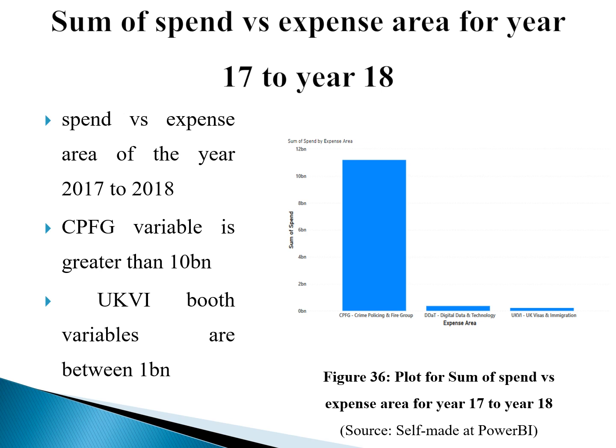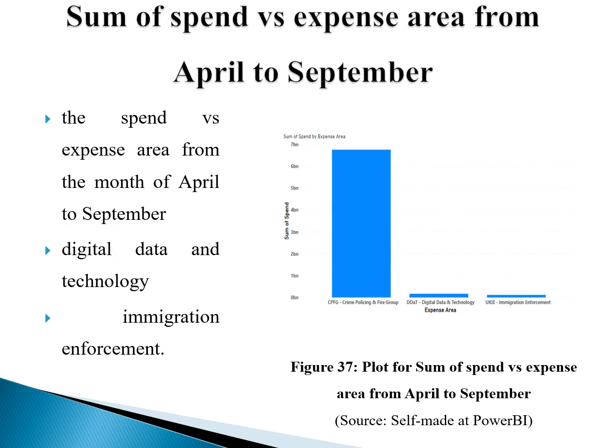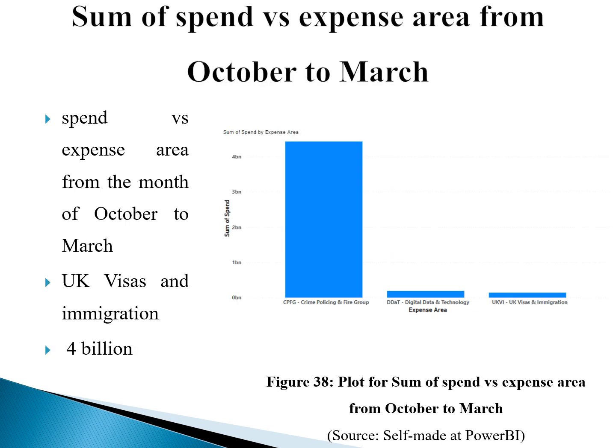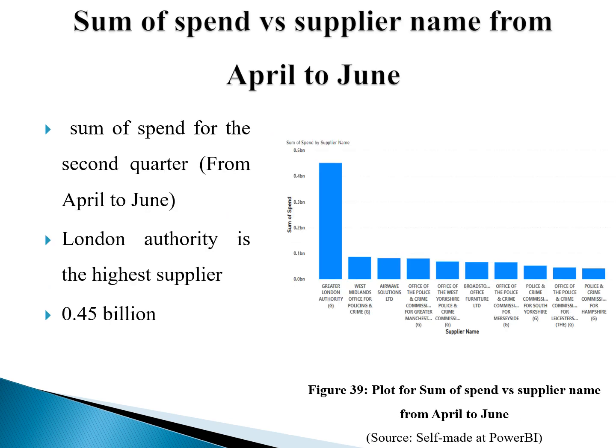Sum of spend versus expense area for the years 17 to 18. We can say that CPFG is the highest one, which is greater than 10 billion, and UKVI is next. Sum of spend versus expense area from April to September: CPFG is the highest one, and we can see digital data and technology and immigration enforcement is there. Sum of spend versus expense area from October to March: here CPFG is the highest one, and it has almost 4 billion.